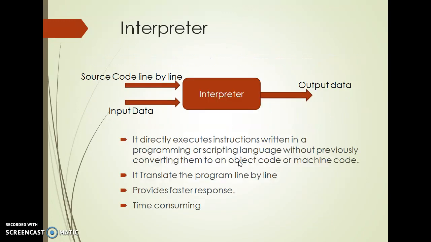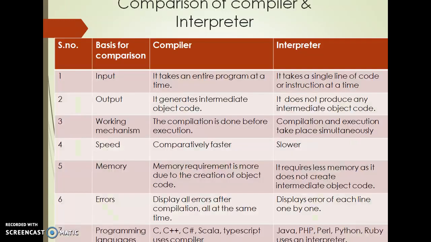Now we come over the interpreter. Interpreter interprets the source code line by line. At the same time, input data is also provided. So whenever a line is interpreted, input data is also applied on the given line and we get the corresponding output. So it translates the program line by line and it provides the faster response. But as it is executing the program line by line, it will be time consuming.